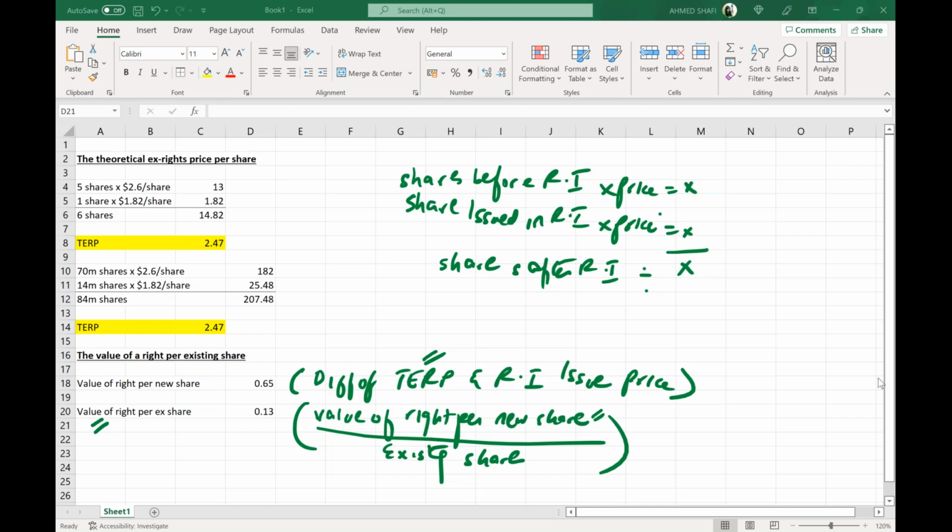But here we didn't get 1.82. It's written in the question that right issue is at 30% discount to the current share price of 2.6 per share. What does this mean? That right issue is 30% less than the current price of 2.6 per share. This becomes 1.82.